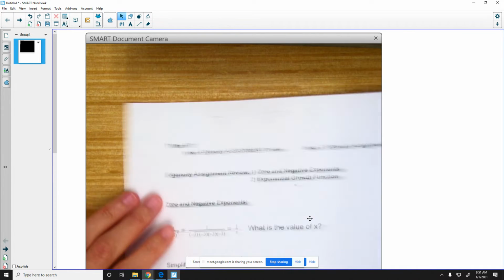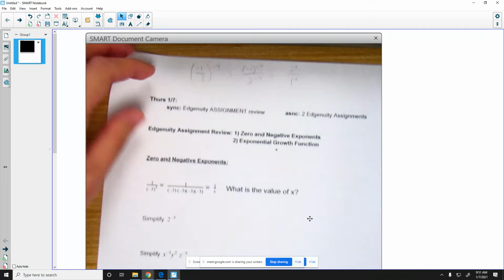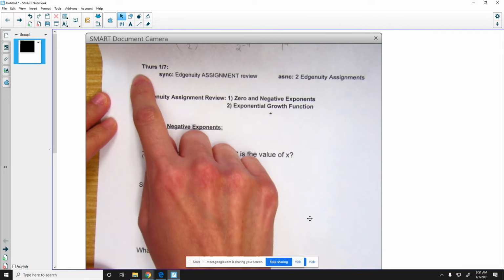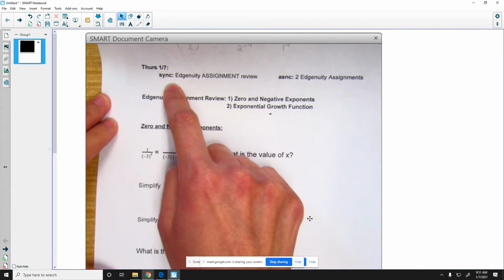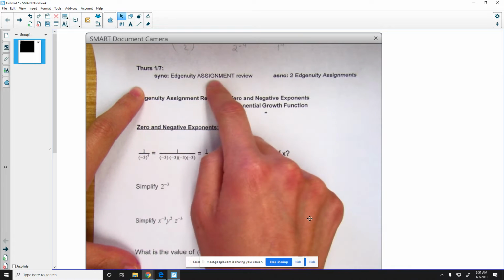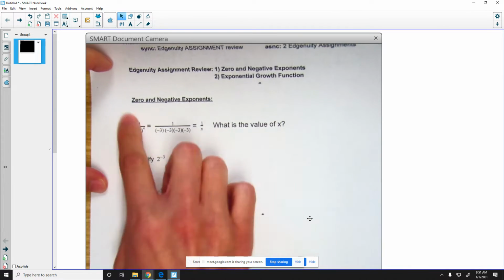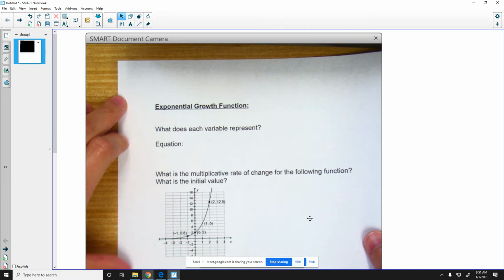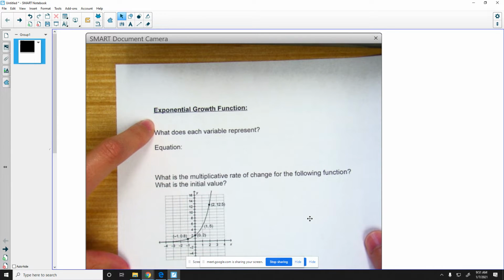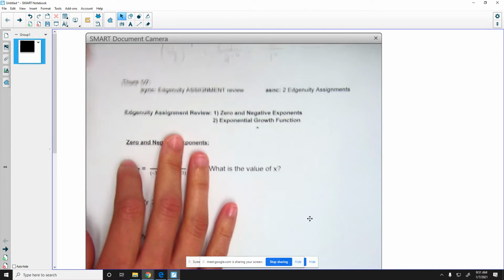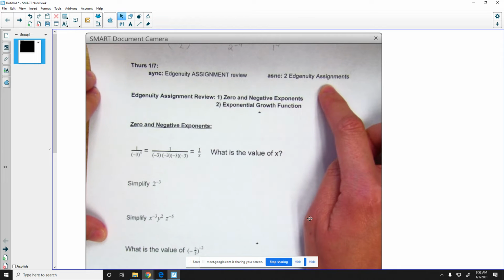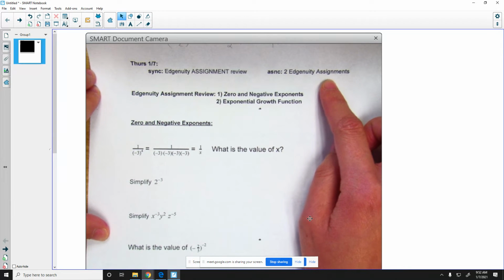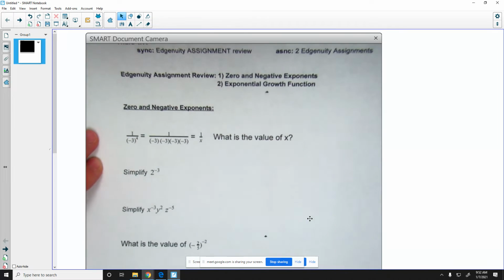Okay, so let's do maybe the harder one first. Go to the side that says Thursday 1.7. For synchronous time, we are going to do the assignment review. Here's one assignment, 0 and negative exponents. And then the other assignment is right here, exponential growth. For asynchronous time, you're going to just get the 2 Edgenuity assignments done. If you don't finish, then you are going to finish it for homework. But I would hope that in class, you can at least finish one of the assignments, so you only have 1 left to do. Okay, and that's all we're doing today.